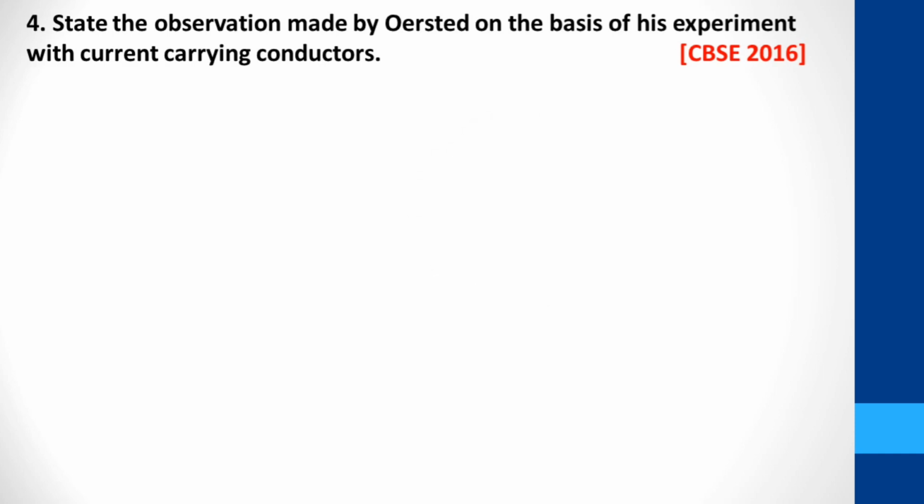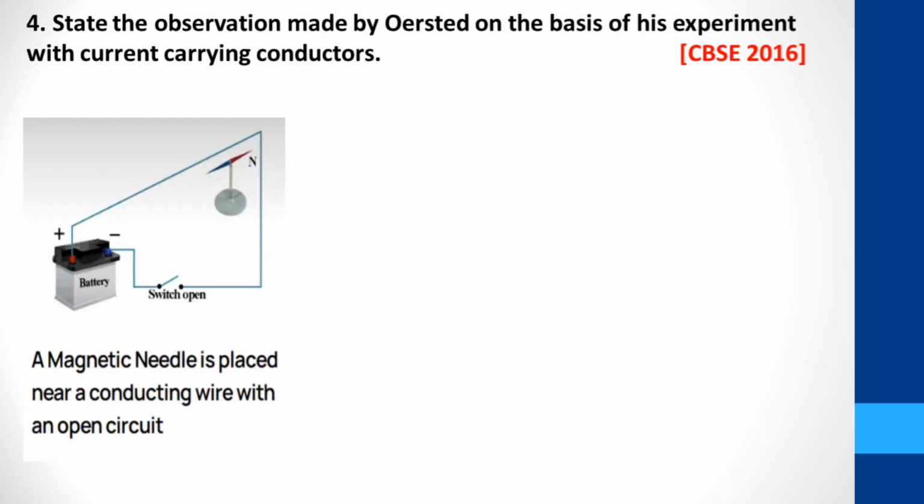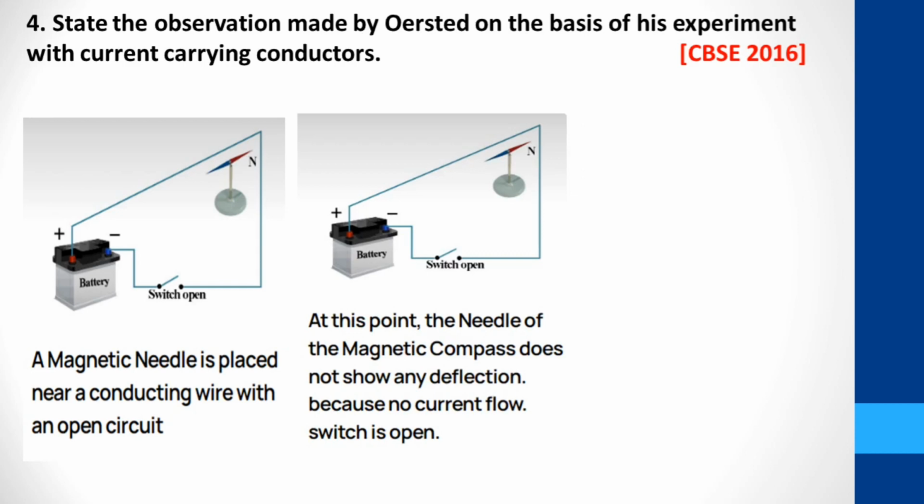Let's recollect the experiment done by Oersted for understanding the magnetic effects of electric current. In this experiment, a magnetic compass needle is kept near a simple circuit. The circuit as of now is open and no current flows through the circuit. So when there is no current flowing through the circuit, the magnetic compass needle doesn't show any kind of change or any deflection. After this, the key is plugged on and the circuit becomes closed.